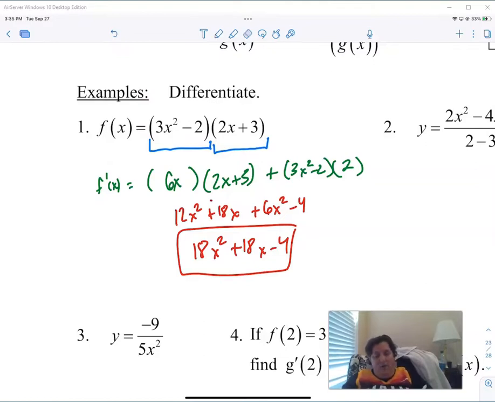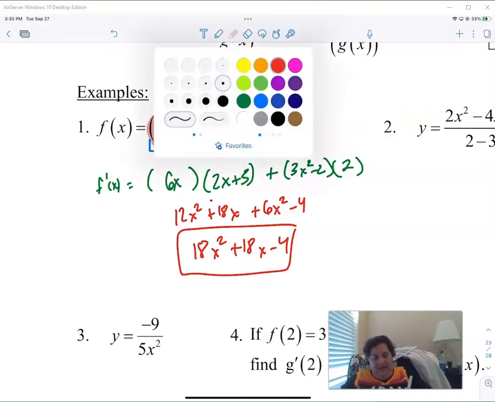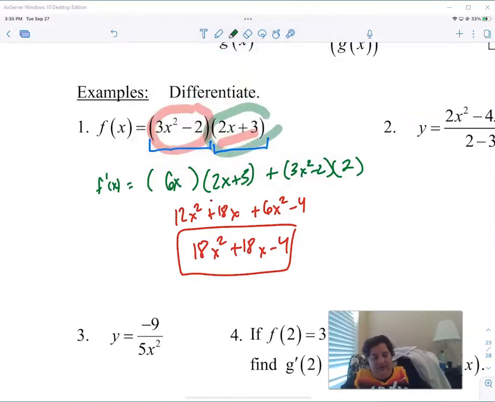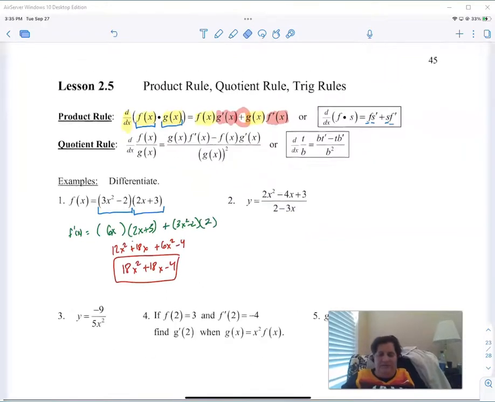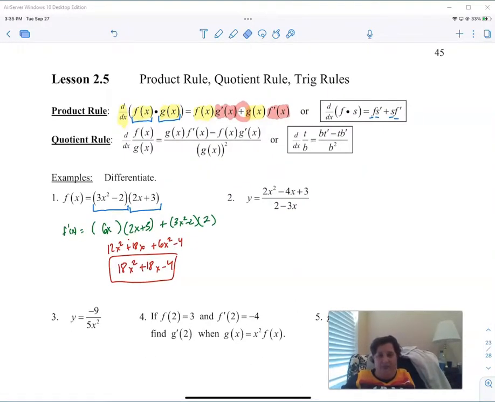Now, again, any order you do it in is kind of fine as long as you match up the derivative of one with that being the same, and then the derivative of that with that being the same. You just got to match them up, okay? Product rule is easy. Nobody ever really has a rough time on product rule.